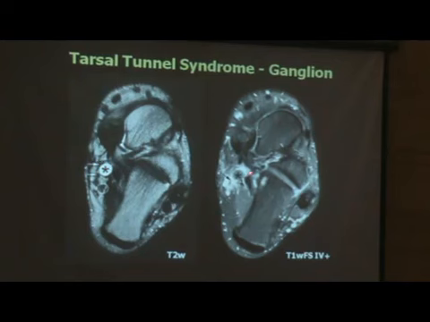And after enhancement, you see that the cyst, this ganglion cyst, is not enhancing, but we have some inflammatory changes surrounding the ganglion cyst. And these inflammatory changes are surrounding the tibial nerve branches within the tarsal tunnel. That's why this patient had tarsal tunnel syndrome.